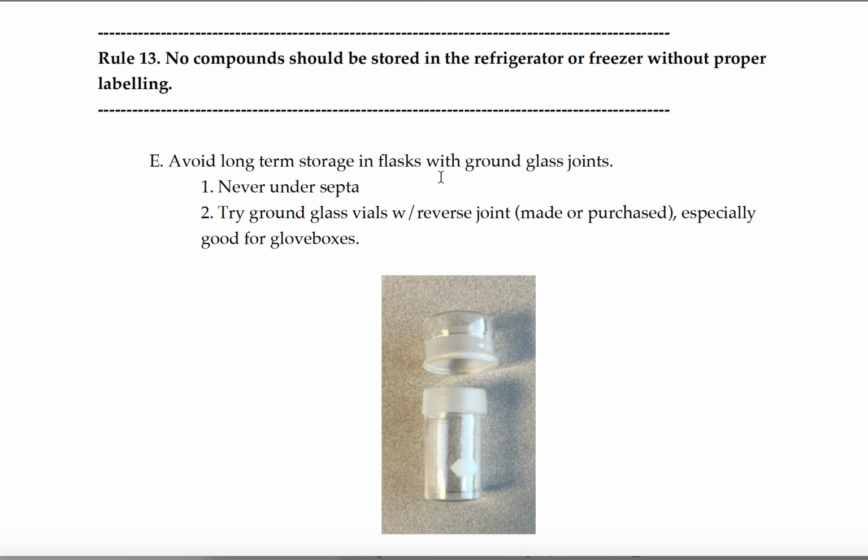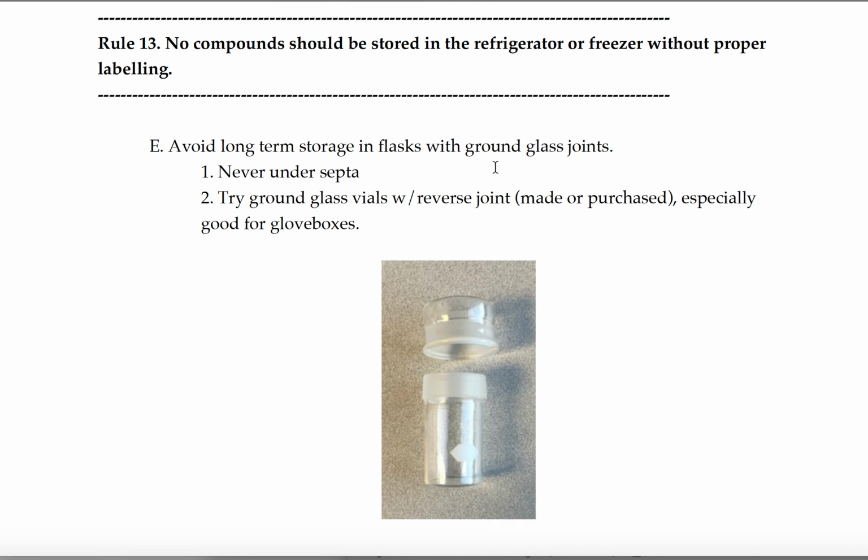Avoid long-term storage in flasks with ground glass joints. The freezers are filled with cork rings and pear-shaped flasks, and they're sitting there, it's getting frosty, and you can't get anything out. It's just an unbelievable mess. Never store anything under just a septum. Just don't do it. Never, ever, ever. Those septa are for a couple of hours, not days, weeks, or years.